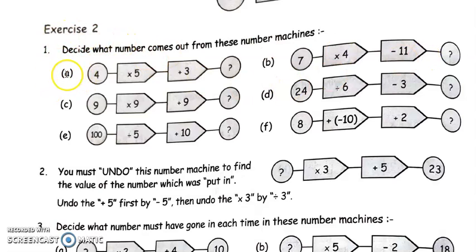So let's have a look at A for a wee example. So you've got 4 multiplied by 5 would give you 20, plus 3 would give you 23. Okay, so you're going to do A, B, C, D, E on this question.